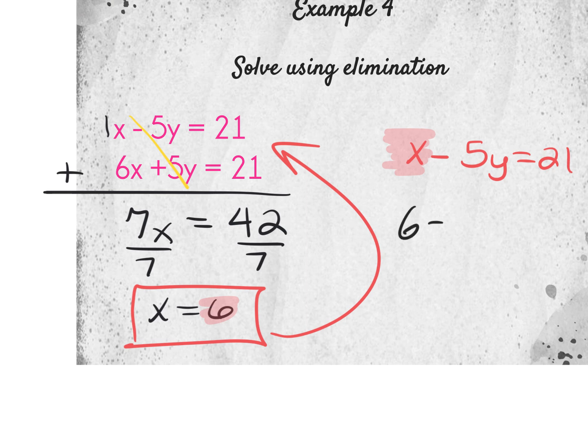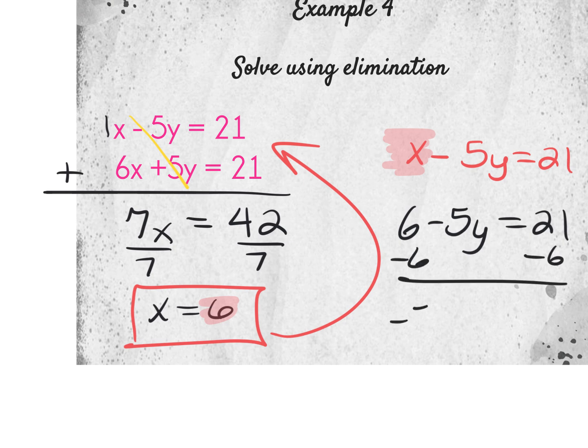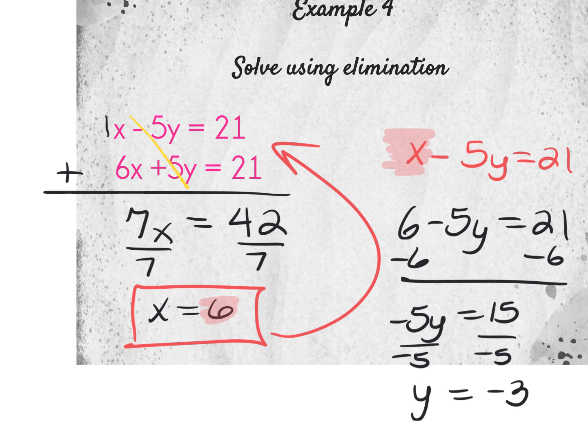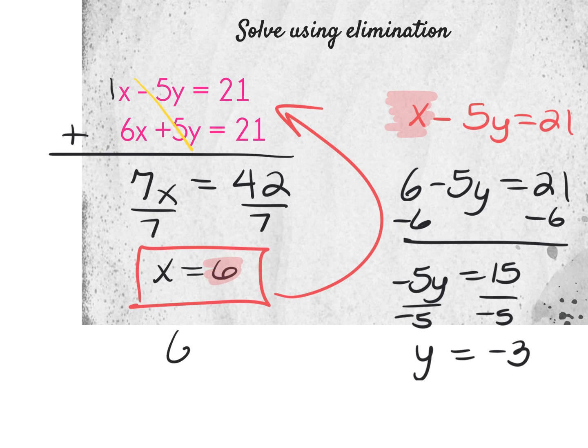So 6 minus 5y equals 21. Subtract the 6. Negative 5y equals 15. Divide by negative 5. And y equals negative 3. Again, you're writing it as an ordered pair. So 6 comma negative 3.